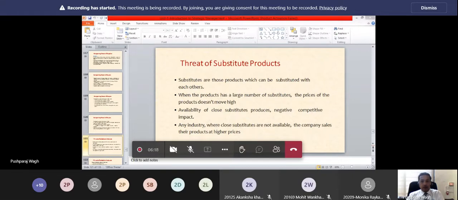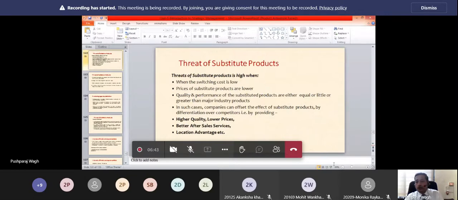Availability of those substitute products will have a negative competitive impact on the companies. In an industry where close substitutes are not available, the companies sell their products at higher prices. Where there is no competition or very little competition, the companies can enjoy high profit margins. They can sell the products at very high prices.